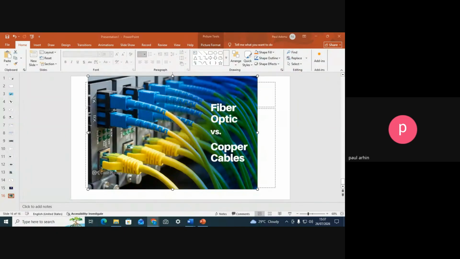But the main cables used on these telecommunication masts, I'll be very frank with you, are the coaxial cables and the fiber optic cables, depending on the connection you are doing. If it's a connection on the mast itself to the antennas, then you're using a coaxial cable. But if you're thinking of transmission from mast to mast, we are thinking of fiber optic cables.